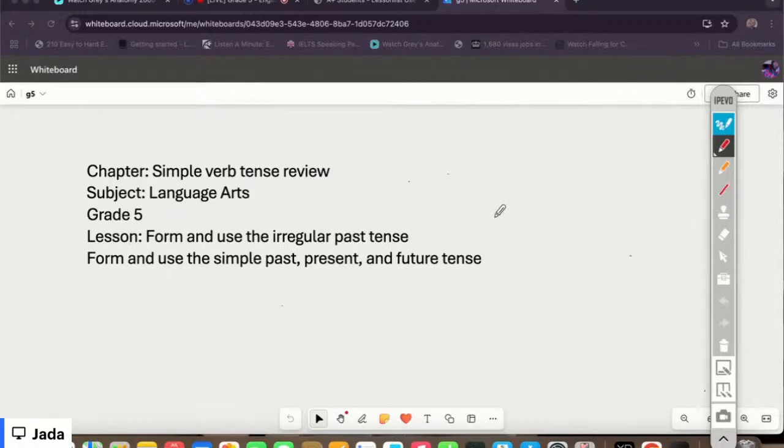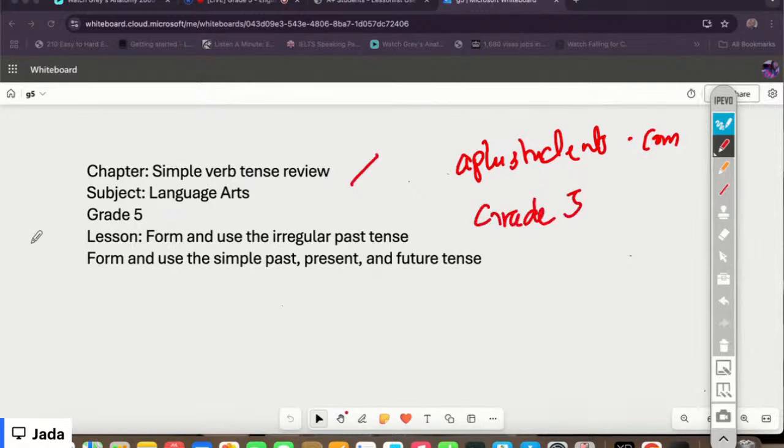Today we'll finish up our lesson on the simple verb tense review. First, you have to log in using eplusstudent.com. Click on your new Move on to Language at grade 5. The chapter is Simple Verb Tense Review, and the lesson will be Form and Use the Irregular Past Tense, and Form and Use the Simple Past, Present, and Future Tenses.